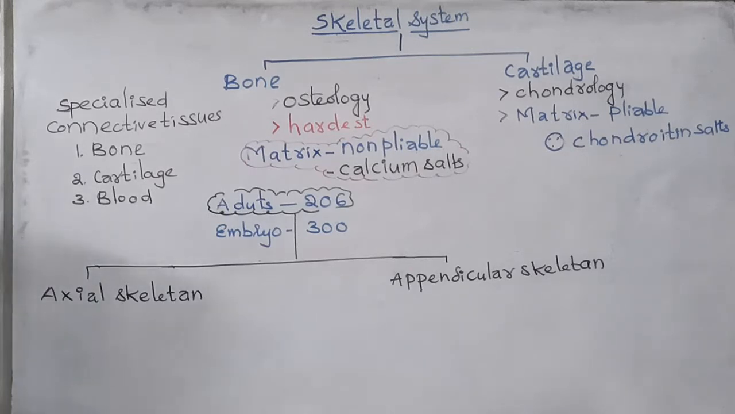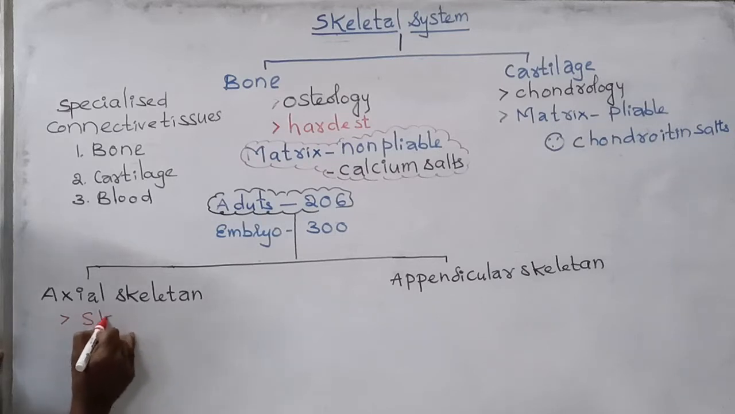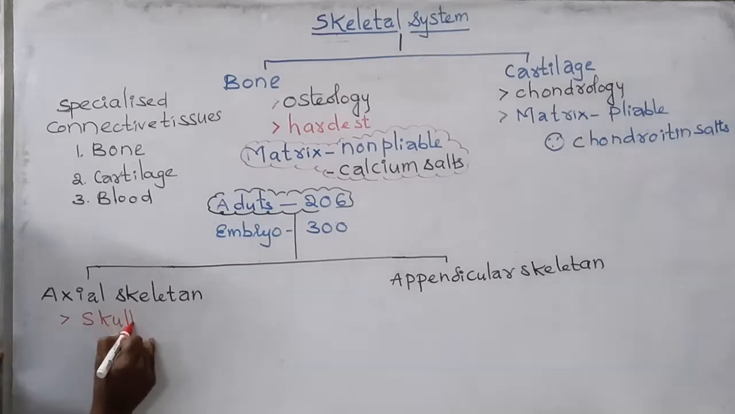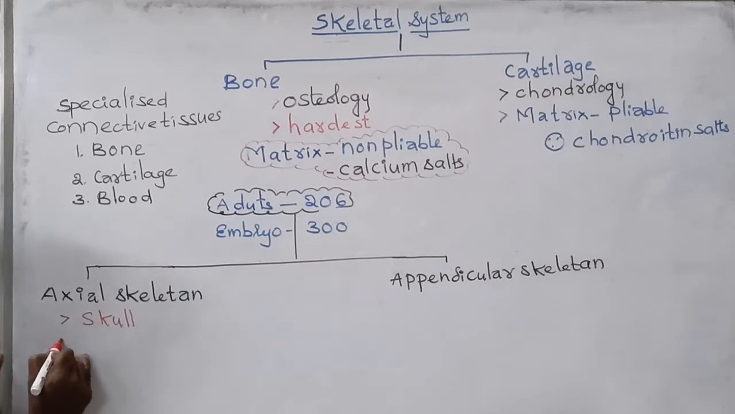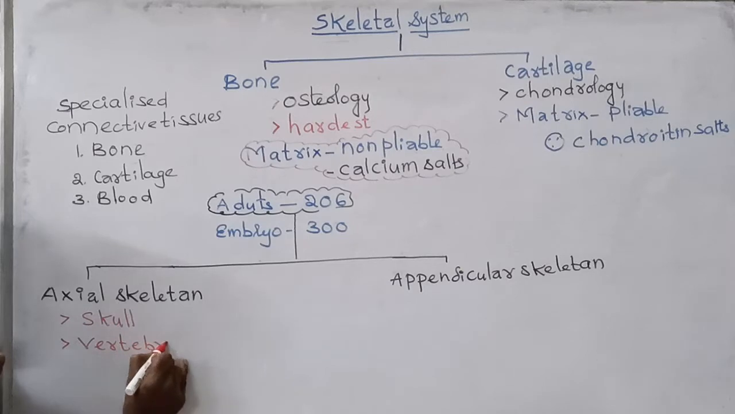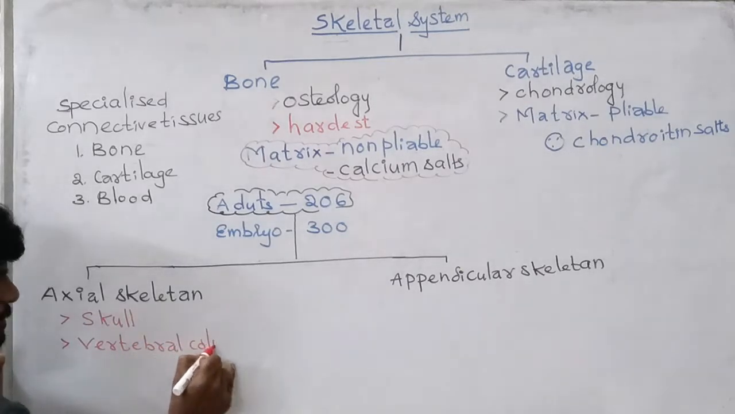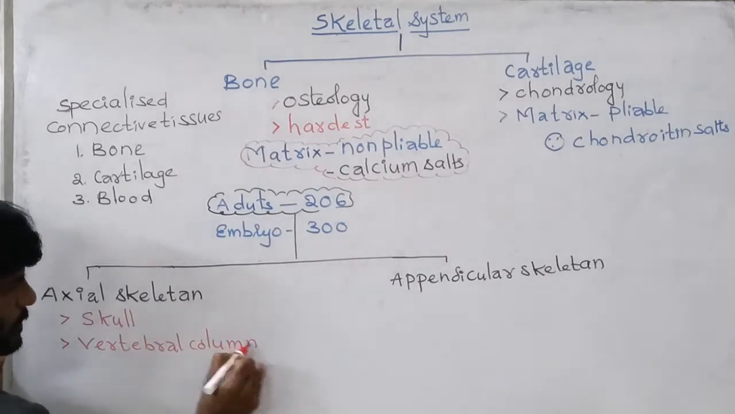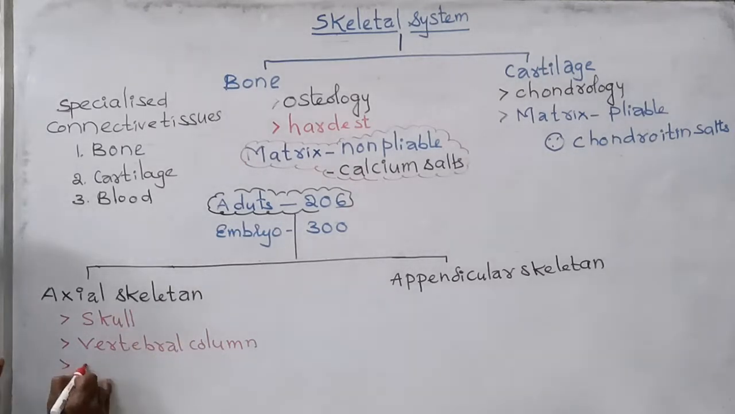The parts of the axial skeleton are: one, the skull. Skull is a part of the axial skeleton. Two, the vertebral column. Three, sternum. One more, ribs. These are the parts of the axial skeleton.